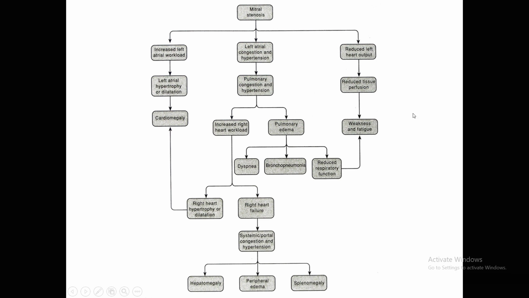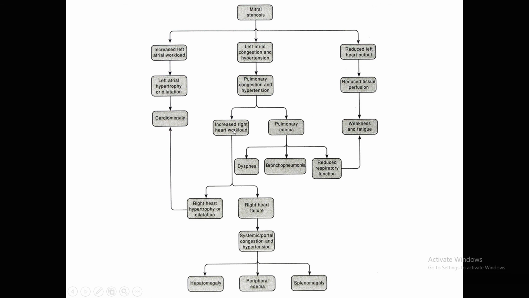Let's now summarize the mechanism and the signs of the mitral stenosis. First, the decreased filling of the left ventricle causes reduced left heart output because of the reduced stroke volume, reduced tissue perfusion, and demonstration of weakness and fatigue in the patient. The left atrial congestion and increased pressure will cause pulmonary congestion, hypertension, pulmonary edema with dyspnea and reduced respiratory function, and probably as a complication, bronchopneumonia may occur.